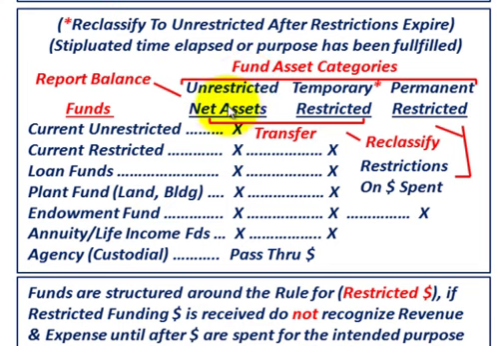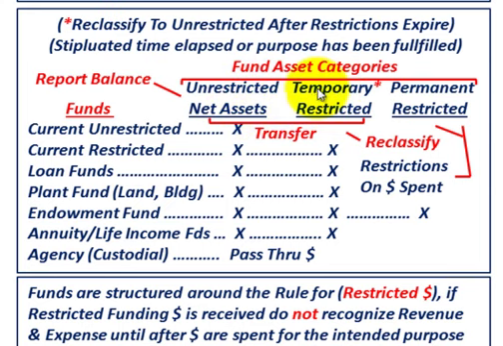And we're really looking at net assets when we're talking about these fund asset categories. So you're going to have to be reporting these balances for the end of the period reporting, and you're going to have to make that reporting based on whether your restrictions are permanently restricted, temporarily restricted, or unrestricted assets.